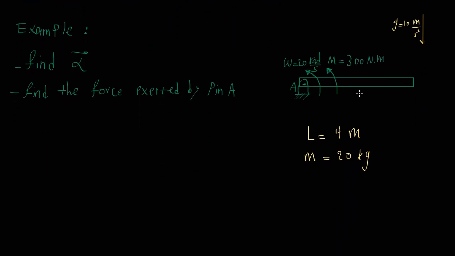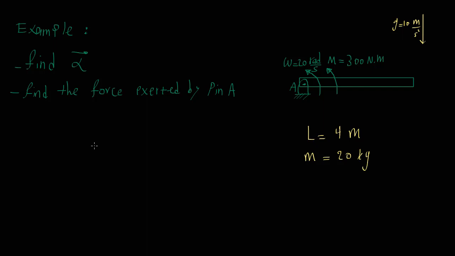We have a bar that is just pinned at point A, and it is rotating with an angular velocity of 20 radians per second. A moment of 300 Newton meters is applied on this bar. The length of the bar is 4 meters, its mass is 20 kilograms, and we are asked to find the angular acceleration of the bar, and also the force that is exerted by this pin A on the bar. And we have gravity in this direction, 10 meters per second squared.